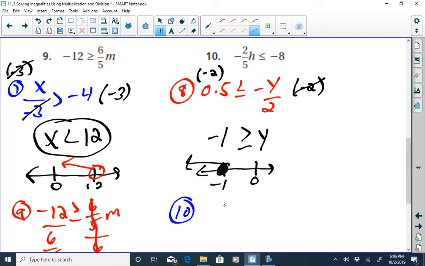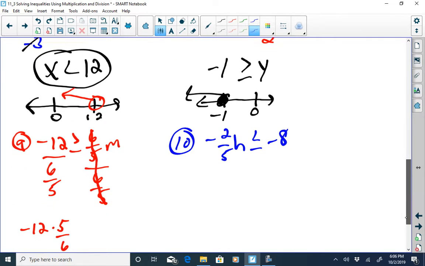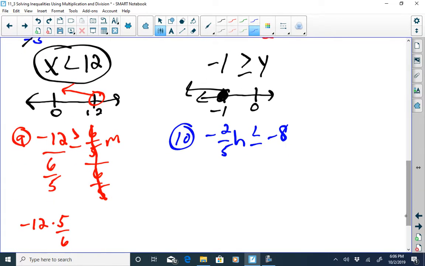Problem 10. Negative 2/5 times h is less than or equal to negative 8. Right away I see a negative coefficient for h, so that should alert us that we will have to reverse the inequality symbol at some point. To get h by itself, we have to divide both sides of the inequality by negative 2/5. On the left side they cancel. H then has to be greater than or equal to, because we reverse the inequality because we divided both sides by a negative value. And then what is negative 8 divided by negative 2/5?